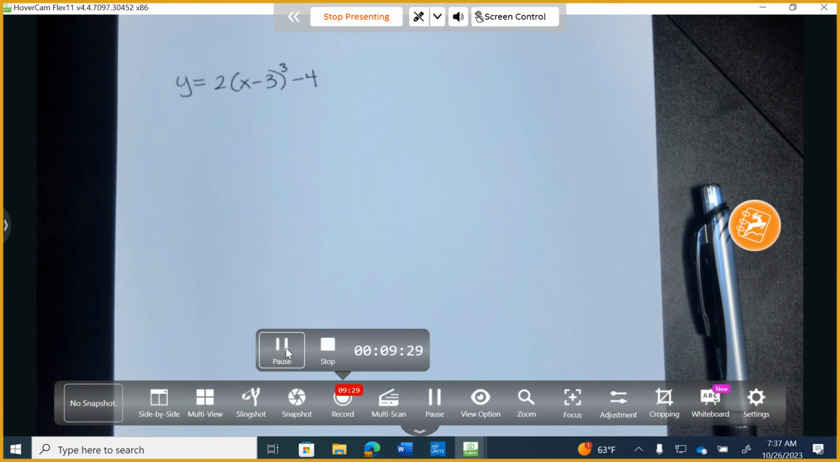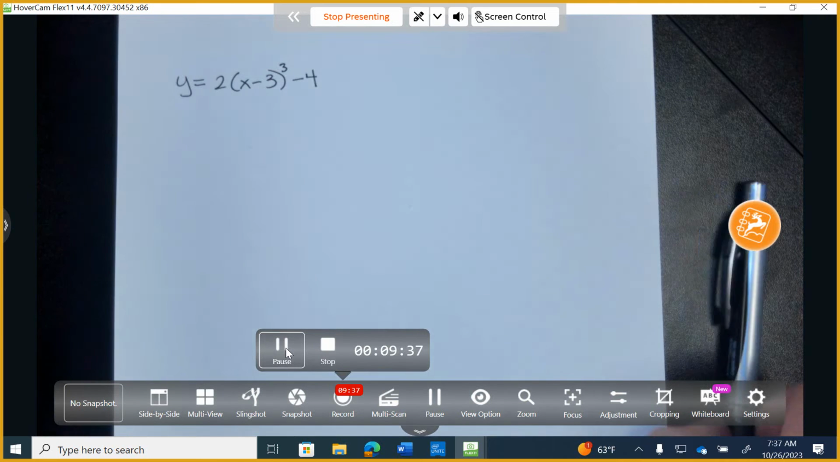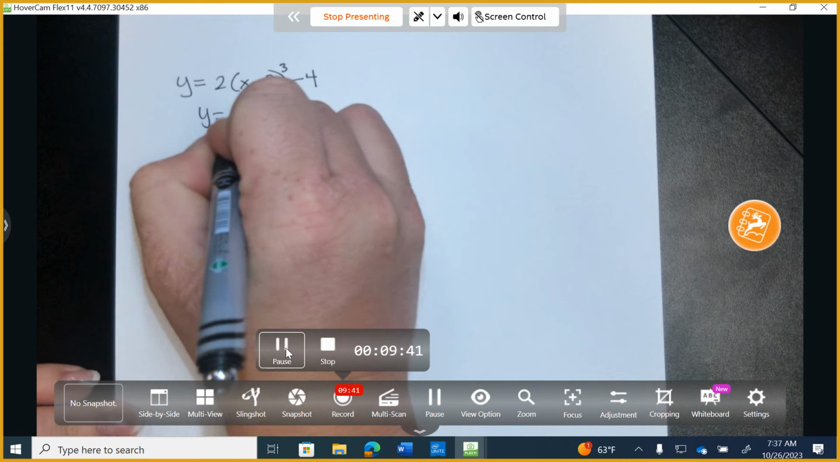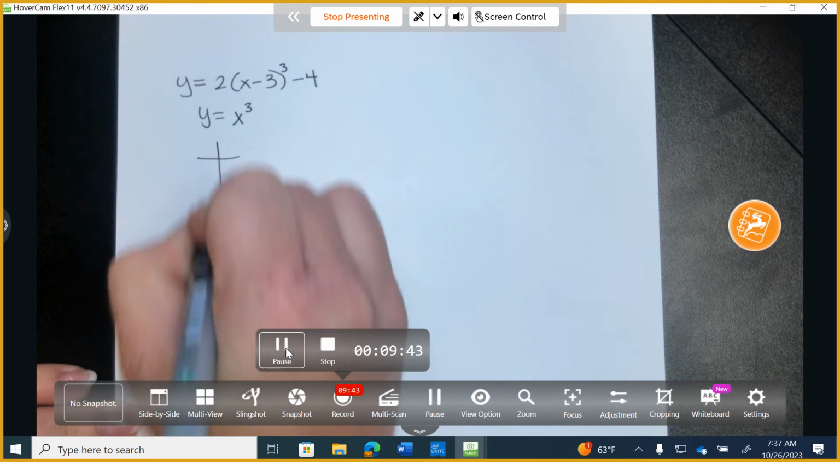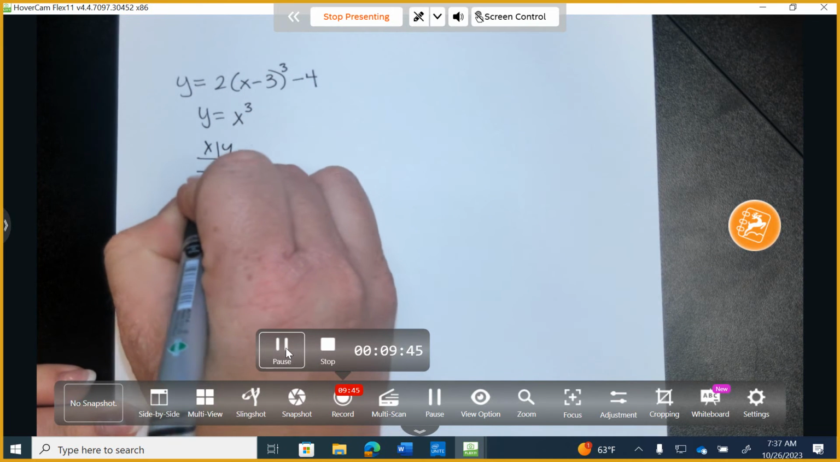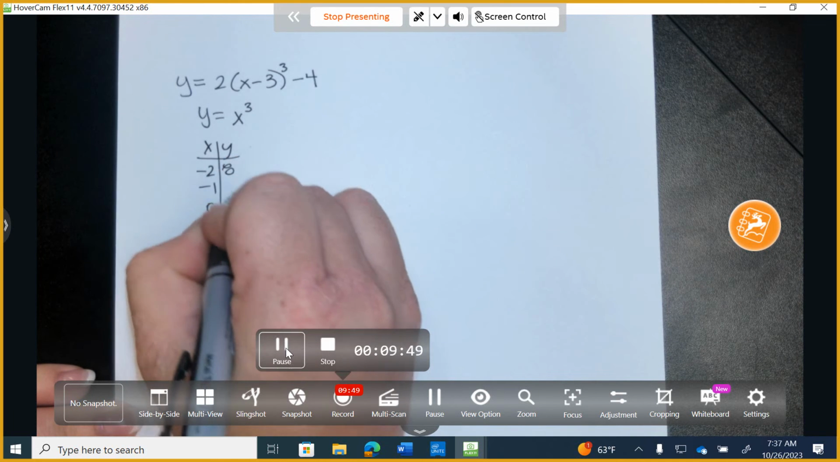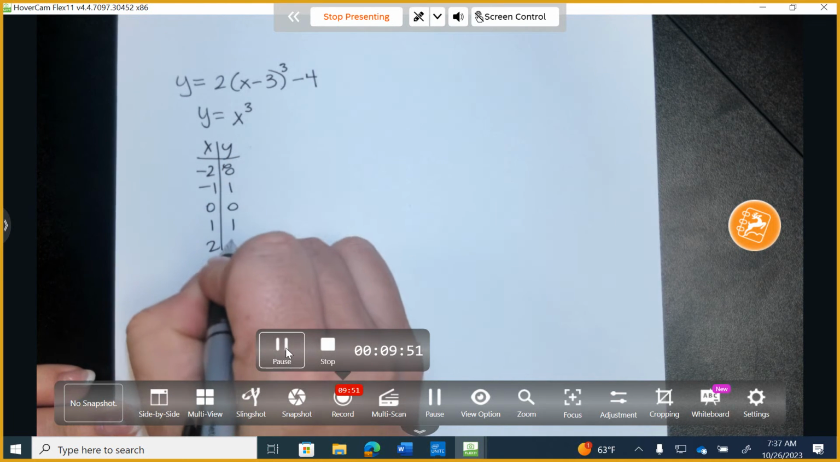This is the function we're going to do together next. Please write it down. Y equals 2 times the quantity x minus 3 cubed, subtract 4. The very first thing you do is you identify what is the basic parent function. Here is the basic parent function, and I'm going to make a table for that. So negative 2, negative 1, 0, 1, and 2. 8, 1, 0, 1, 8.